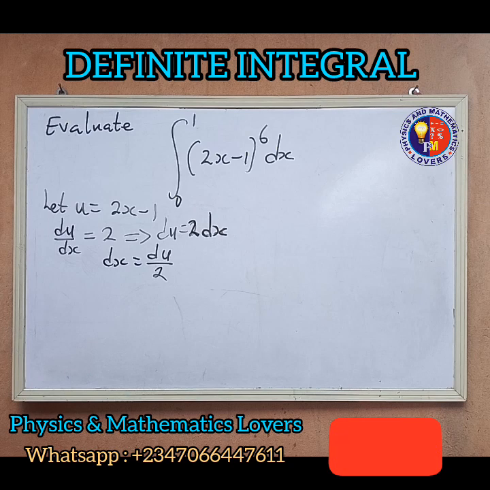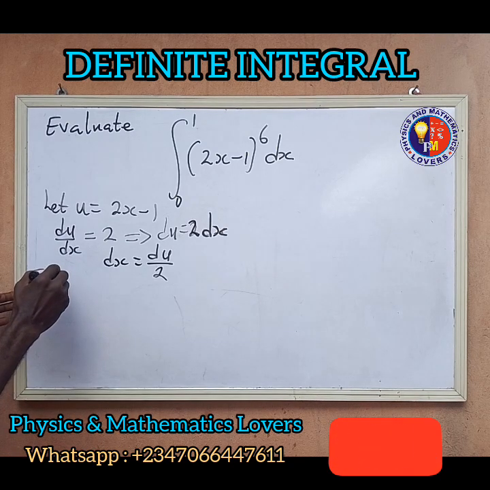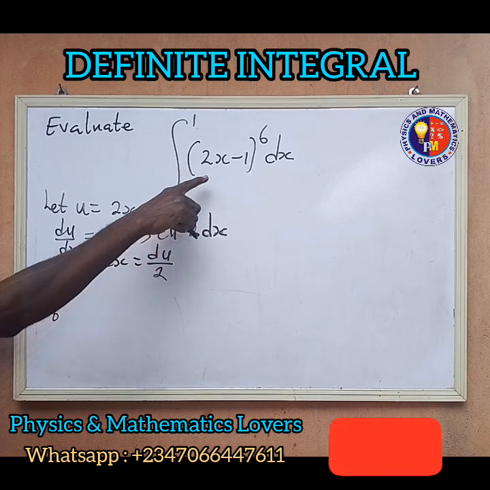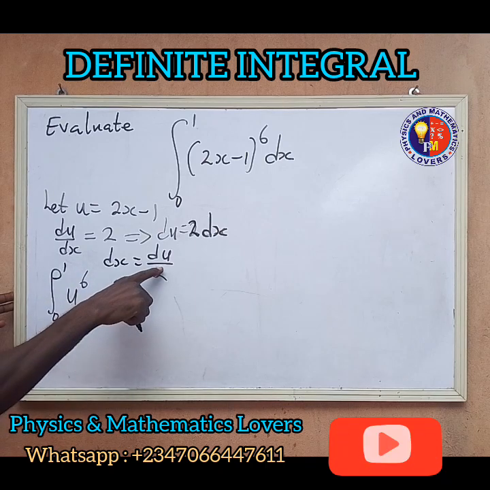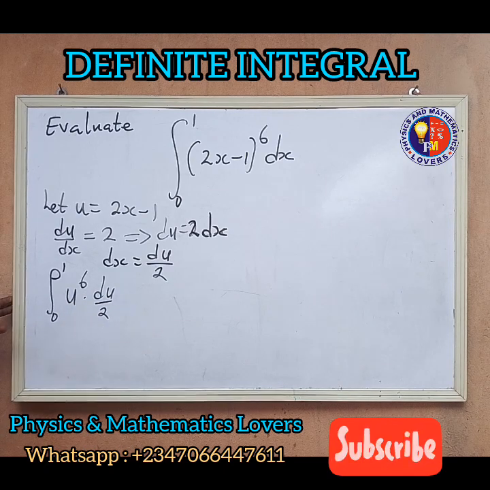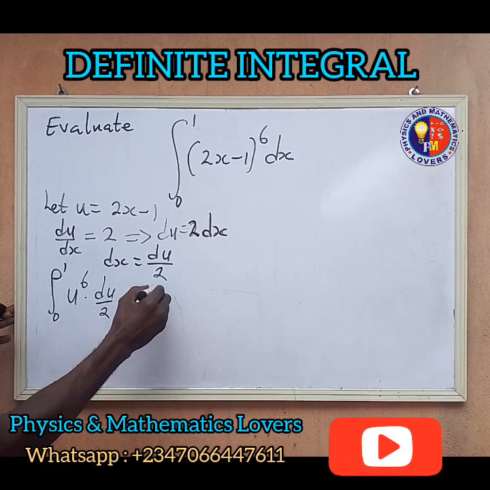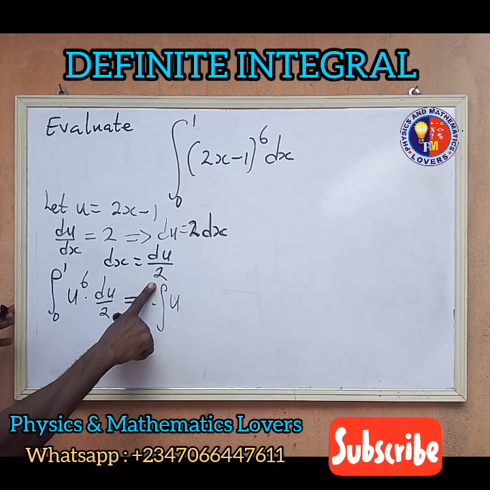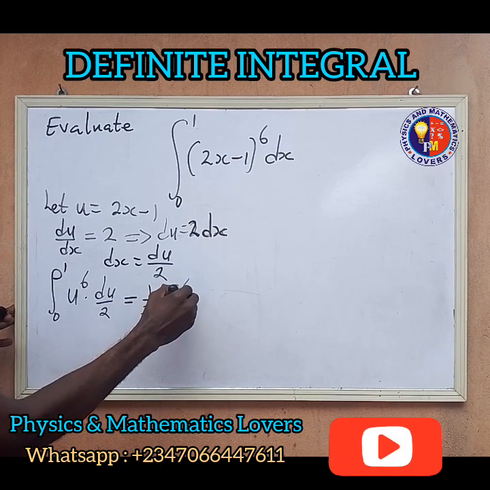So at this point, let us plug it into this expression so that we can integrate quickly. Now we have the integral from 0 to 1. Now the whole of this becomes u, that's u raised to the power 6, times du over 2. Now we can take the 1 over 2 outside. The integral of 1 over 2, then u raised to the power 6, multiplying du.